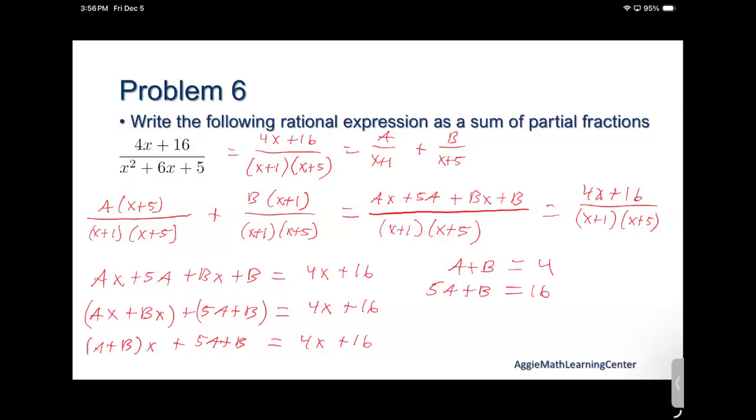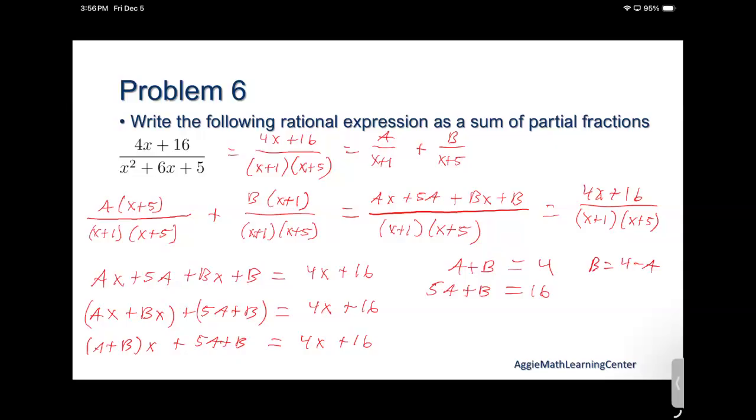Now we have this system of equations, so we can solve them just like we did before, where you can either use elimination or you can use substitution. And so in this case, what I'm going to do is I'll just solve the first equation for b. And so this is going to be b equals 4 minus a.